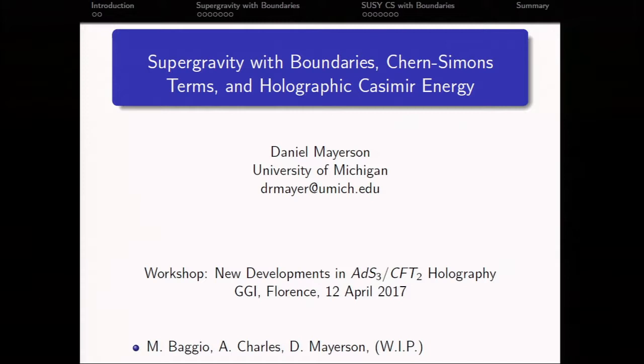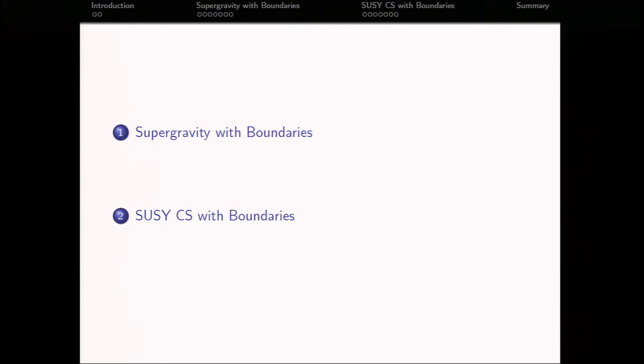So my talk is going to be mainly divided into two parts. In the first part, I'm going to try to get you excited about this paradigm of supergravity with boundaries. In principle, this is a technical tool, but as I hope I will convince you, it will give us some interesting conceptual progress and tell us something about certain subtleties that might be overlooked otherwise.